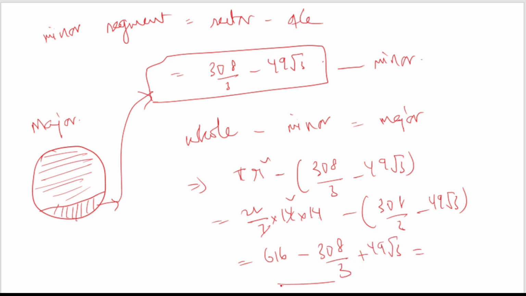So here you can take LCM for these two terms. You will get 6 into 3 18, 4 here 18, 1848 minus 308 divided by 3 plus 49 root 3. Okay. Here you will get 1810 divided by 3 plus 49 root 3. This is the area of the major segment.